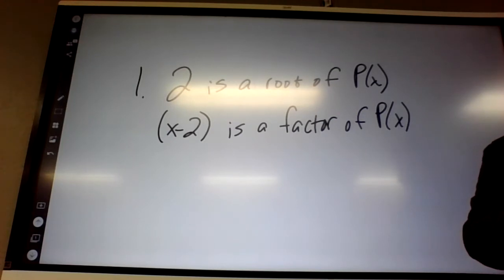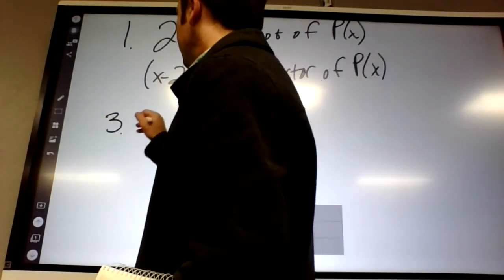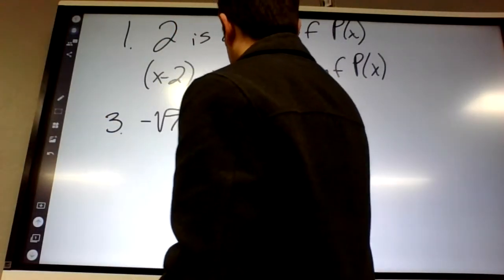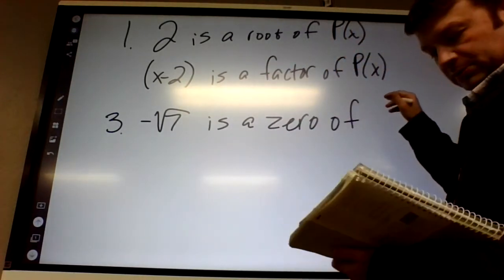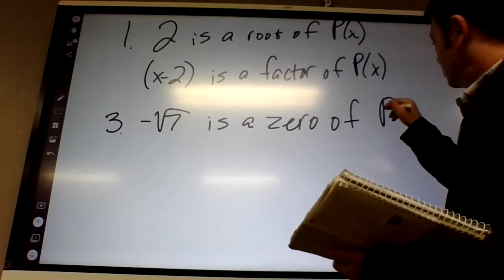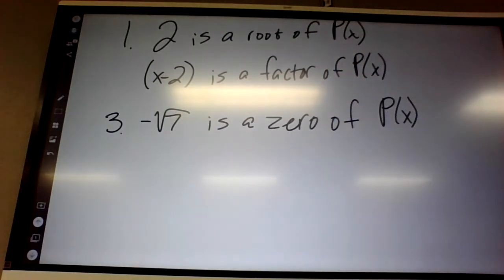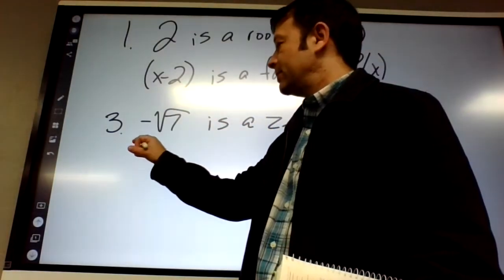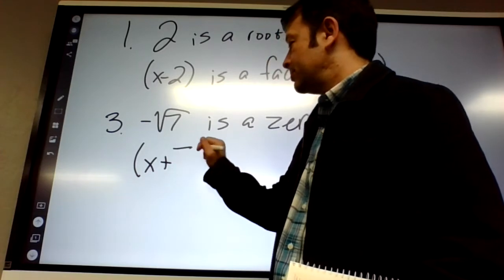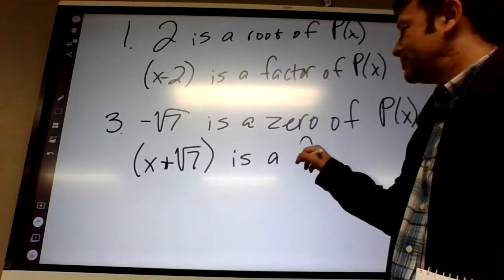On number 3, it says negative square root of 7 is a root. So what else do we know? Negative square root of 7 is a 0 of what? P of X. And if negative square root of 7 is a root, what is the factor? X plus square root of 7. You just do the opposite.